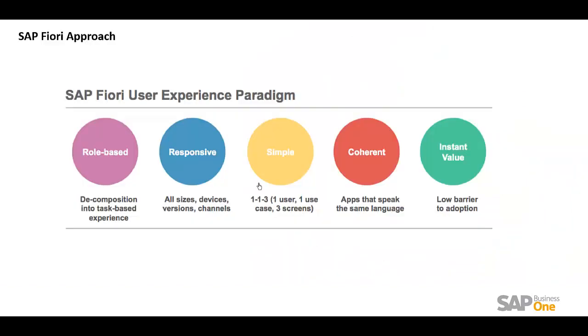SAP Fiori is based on these 5 concepts. First, it should be role-based. We decompose the task experience, so basically each user has their own app. It should be responsive for accessing by any device. It should be simple. The app should be targeted to one functionality. It should be coherent, and of course, it should bring instant value to the end user.